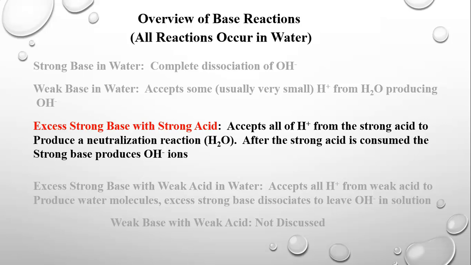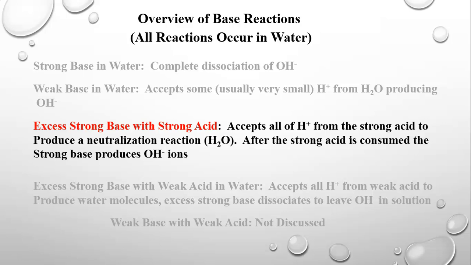Now we'll look at an excess strong base and strong acid. So you have strong acid and strong base in solution together, but there's more of the strong base than the strong acid. So the strong acid is going to be the limiting reactant. It's going to run out first, and you're going to have some strong base left over.